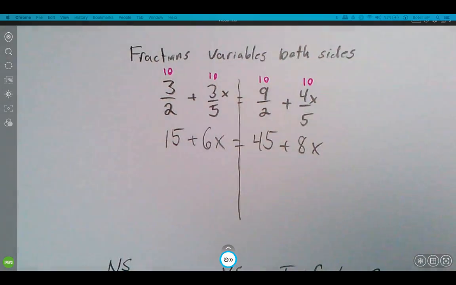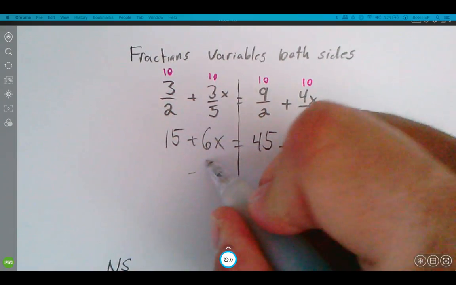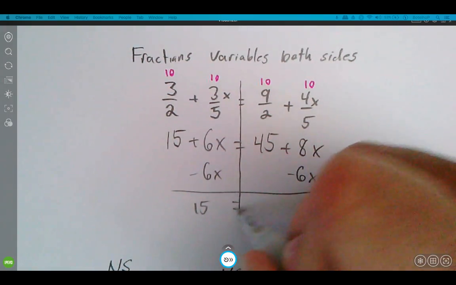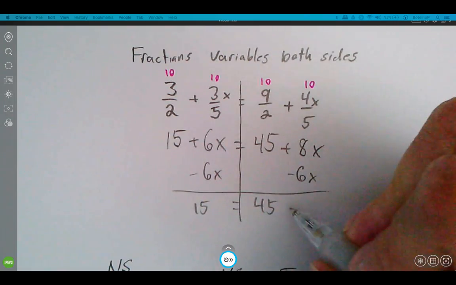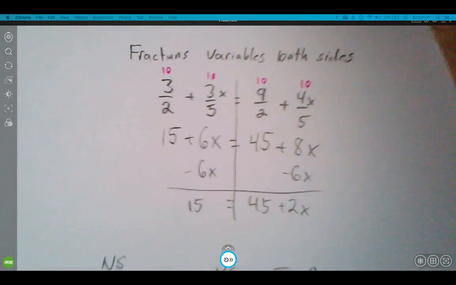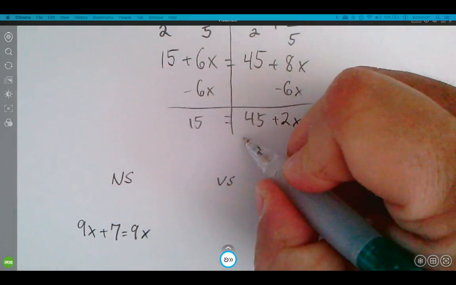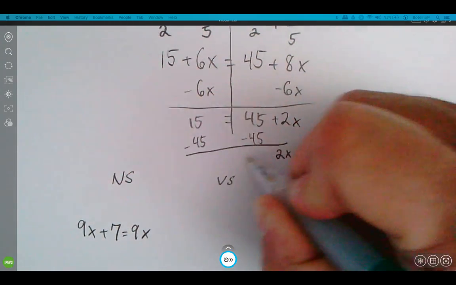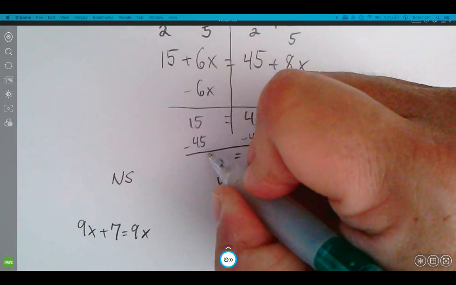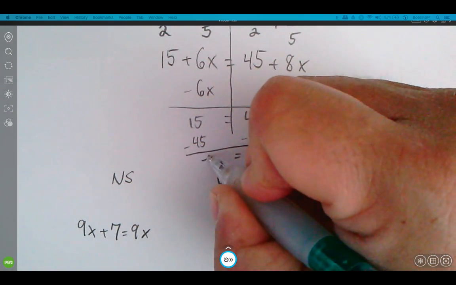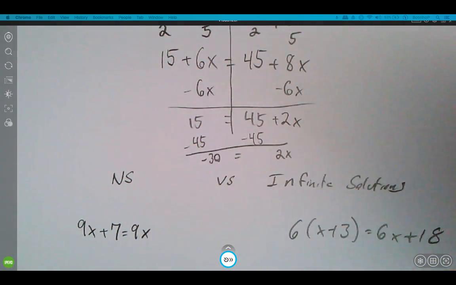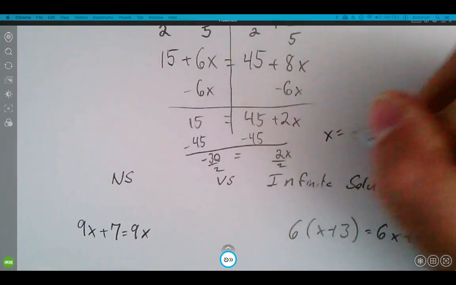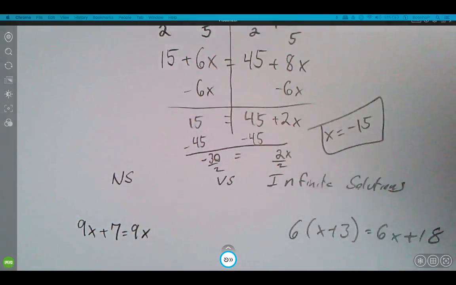So then when I solve this one, remember variables on both sides, I get rid of the smaller variable term first. I'm left with 15 equals 45 plus 2x. Okay. Then I subtract 45 from both sides. I'm left with 2x equals negative 30. Hopefully I'm not making any mistakes here. And then I divide each side by 2. I get x is equal to negative 15 for this solution here.